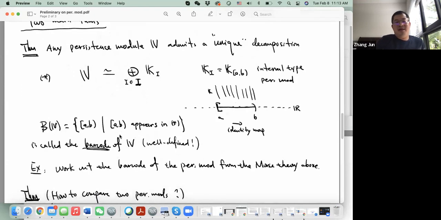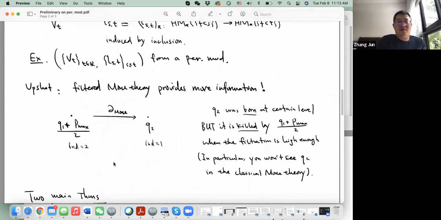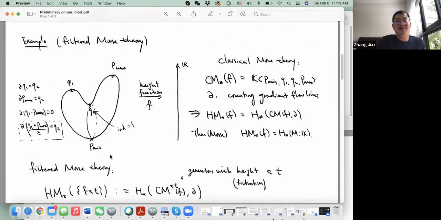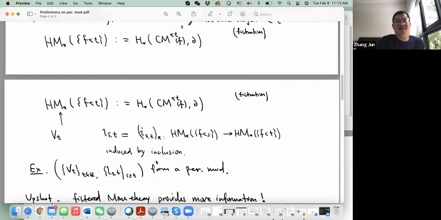Okay, and here is a small exercise. You can work out the barcode of the persistence module from the Morse theory above. Here is a very concrete example, and you can arbitrarily assign some heights to the critical points, and work out what the barcode of this persistence module is if we assemble it in this way. It is a good exercise.